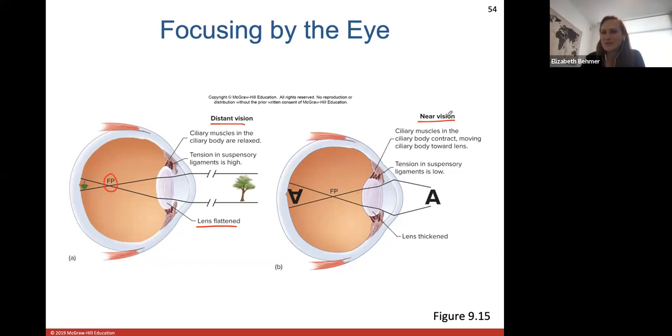When you look at something close up, less than 20 feet away, the ciliary muscles contract, the tension in the suspensory ligaments is low, and it makes the lens become much thicker. So you can see how the focal point changes a little bit more, but it again inverts the image as it gets focused on the back of the eye.